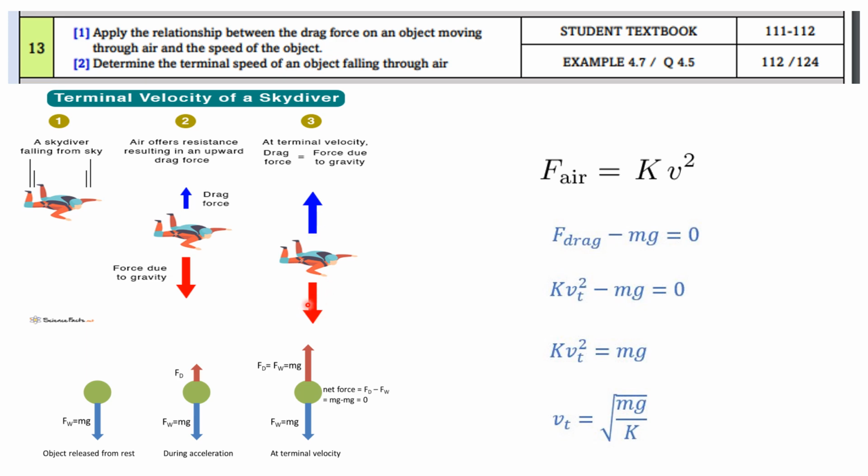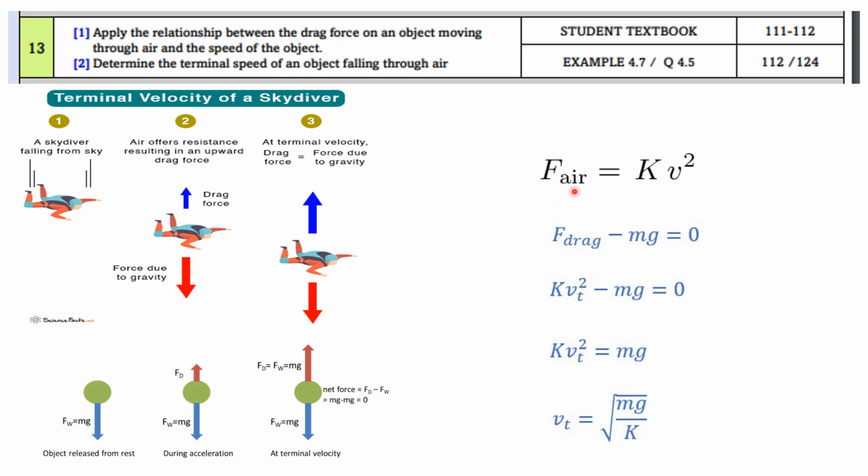What about this terminal velocity? It occurs when the force of gravity, mg, is equal to the force of the air pulling the skydiver upward. As you notice, here we only have the force of gravity, which is downward. Then the drag force starts to increase until it's equal to the force of gravity. In this case, the velocity of the person will become constant. So how do we find it?